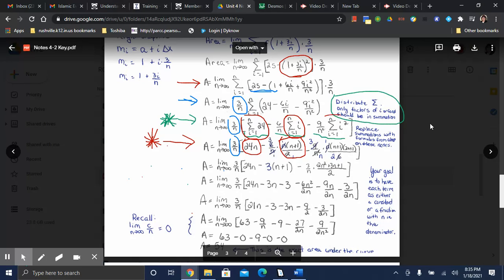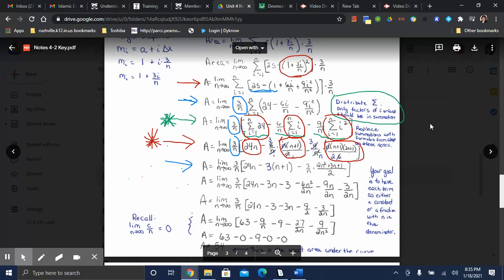And then for my i squared, my replacement is n times n plus 1 times 2n plus 1, all over 6. And that then is multiplied by the 9 over n squared. Now, after this, the summation symbols are gone, and you may not like it, but you can certainly do it. You have algebra after that. So you're working on canceling.